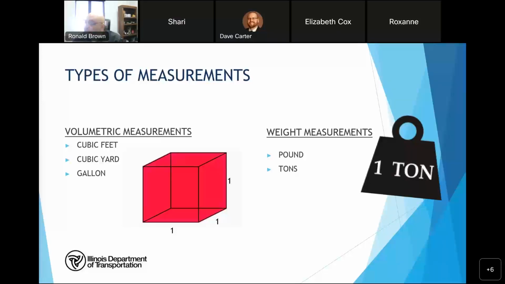They also come across weight measurement requirements, which are typically in pounds or tons. Your fertilizer mixtures would be a pound item. Bituminous asphalt mix would be a tonnage item.